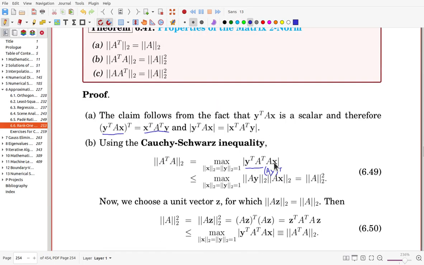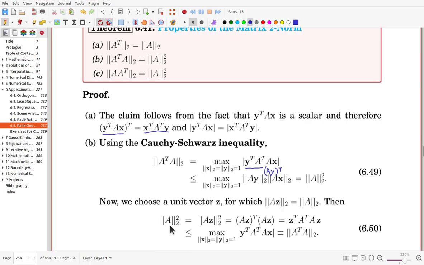So the dot product is bounded by the norm of Ay and the norm of Ax. Now, once this is maximized, this term will become a matrix norm. Again, this one will become a matrix norm. So it's the matrix 2-norm squared. Okay, one side of the inequality is proved, and we have to start with the other side.